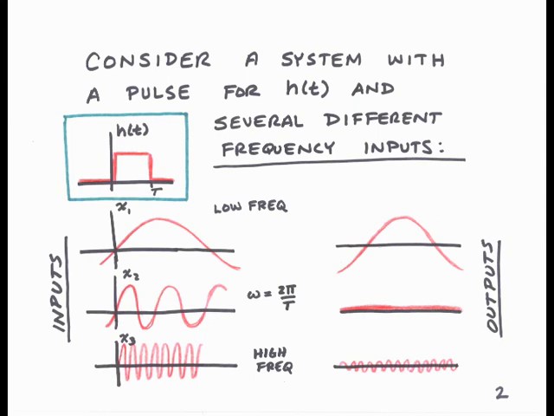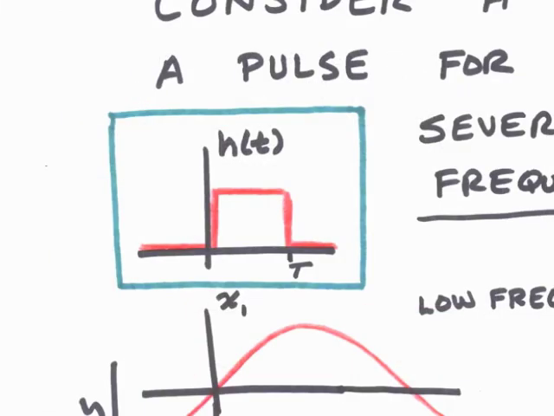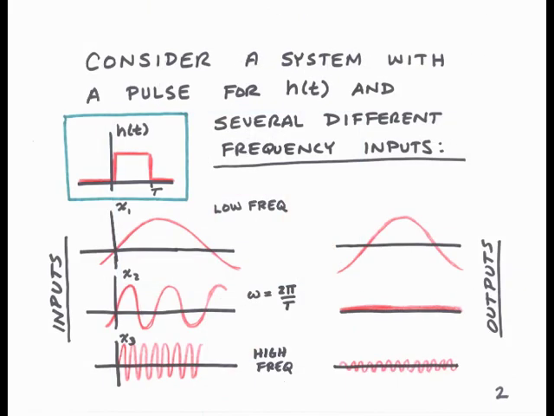We'll now look at the response of a linear system which has an impulse response that is a pulse, as shown here. We'll look at how it responds to inputs of different frequencies, and we'll consider three cases. The first is low frequency, which is X1. The second is omega equals 2 pi over capital T, where capital T is the duration of the pulse in the impulse response. And the third frequency we'll consider, X3, is a high frequency signal.